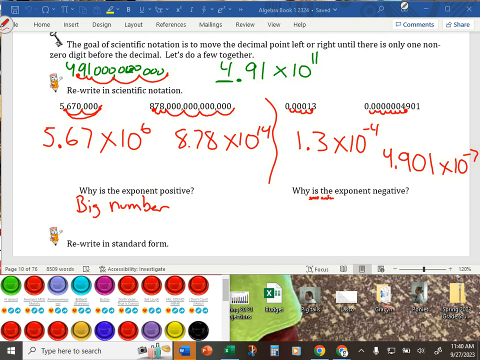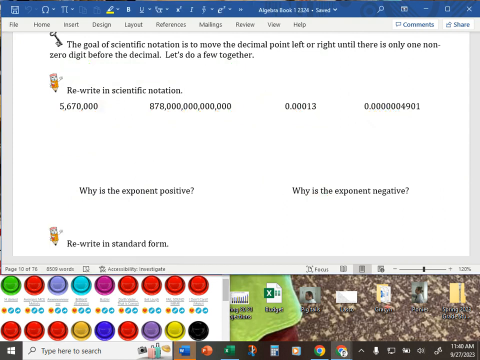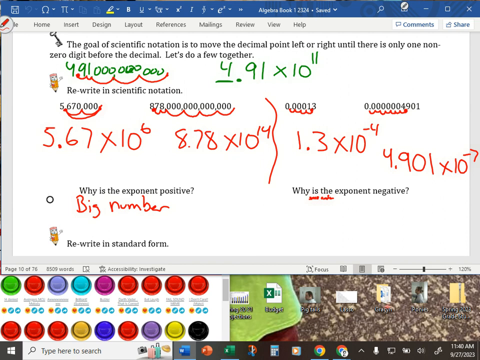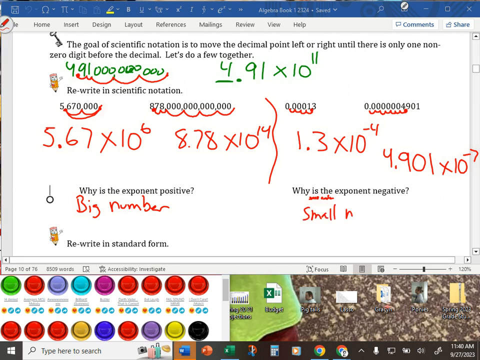Okay? Small number. Oh, water. Oh, peas. I wrote it really small. It's a small number. I should write the other one really big now. Well, I didn't want to give it away. I was saving the punchline.